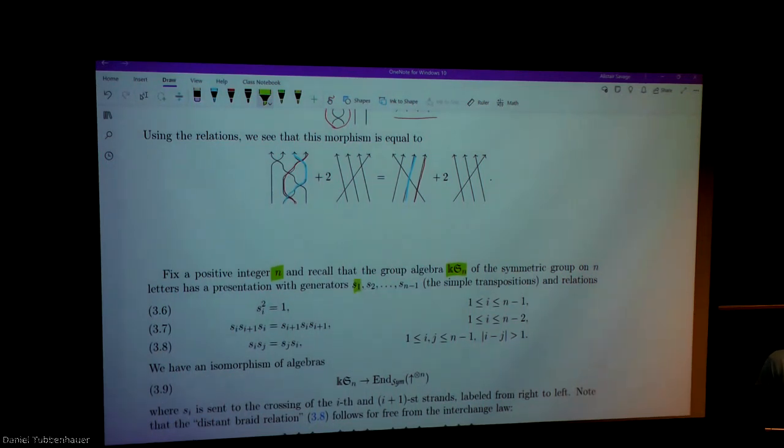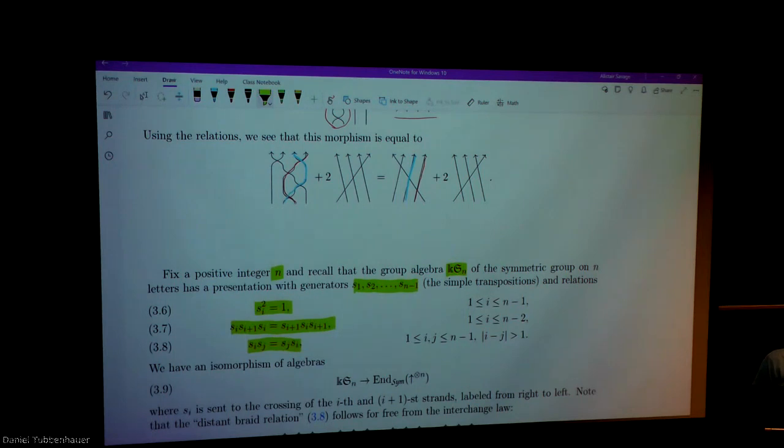So you have these simple transpositions, s_1 up to s_{n-1}. The relations that you impose to get the symmetric group are that each simple transposition squares to the identity. You have the braid relation, s_i s_{i+1} s_i equals s_{i+1} s_i s_{i+1}. And you have the relation that s_i and s_j commute whenever the absolute value of the difference i minus j is greater than 1.